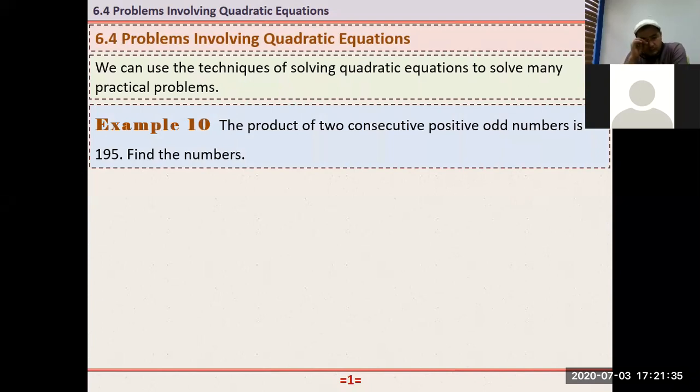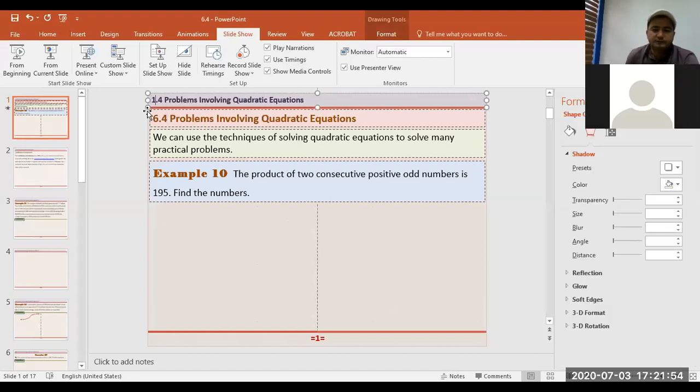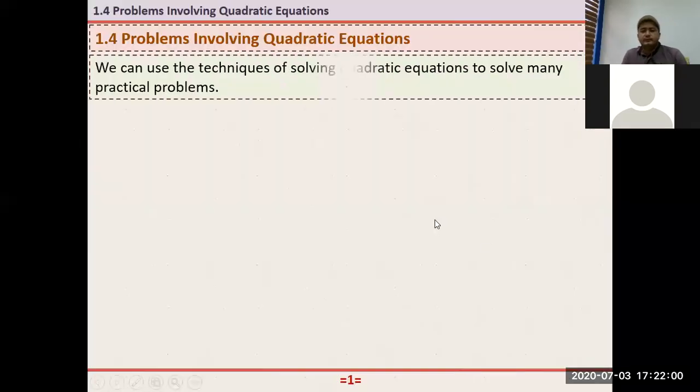So Amira, the last part of this chapter is problems involving quadratic equations. And before I forget, let me tell you, now I will give you assignments. It's all about this chapter 1, or I think it is not chapter 6, it should be 1. Okay, that is the last part of this chapter.